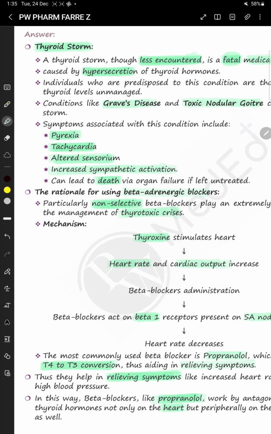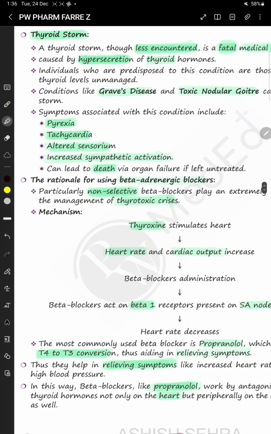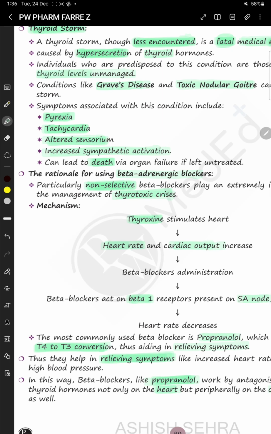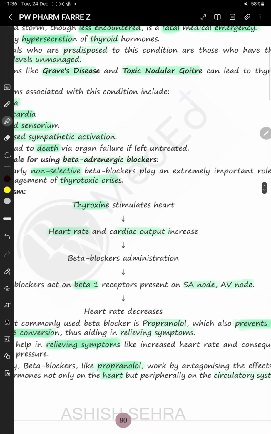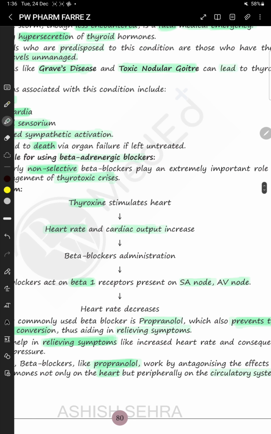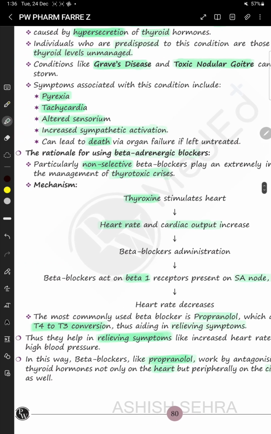Thyroid storm is due to the hypersecretion of thyroid hormones. It will be seen in those individuals who have unmanaged thyroid levels. Individuals with unmanaged thyroid levels, like Graves' disease and toxic nodular goiter, which are examples of hyperthyroidism, are predisposed to thyroid storm.